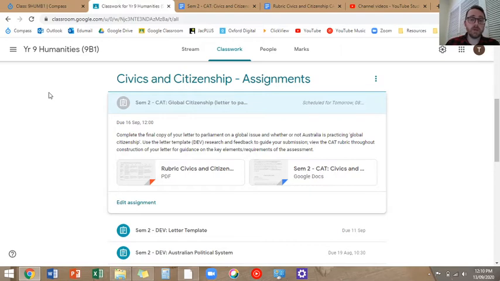Hi Year 9, Mr. Tapley here for your next lesson of Year 9 Humanities. This lesson I'll be going through the civics and citizenship CAT. So I'll be going through the instructions, the assessment files, where they're located, how to submit it, what the due date is, etc. We're going through the rubric. That'll be the majority of what I'm doing this lesson.